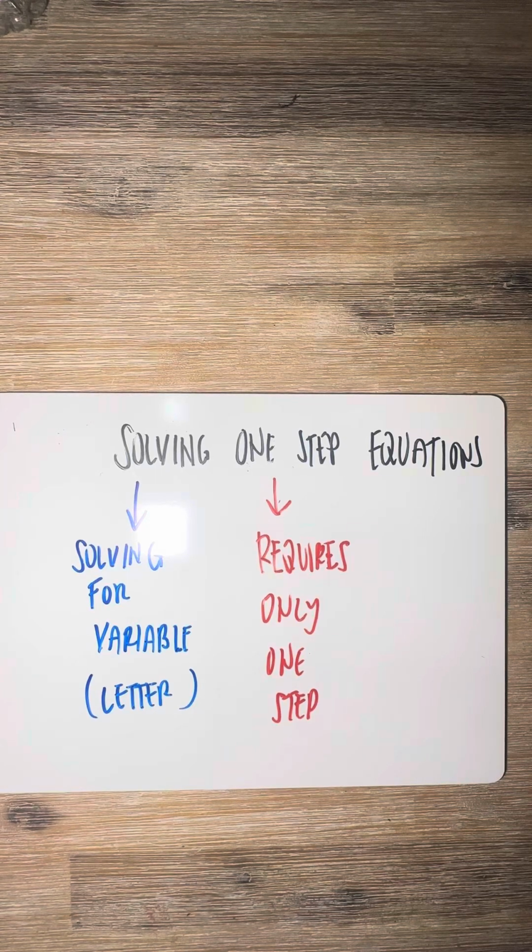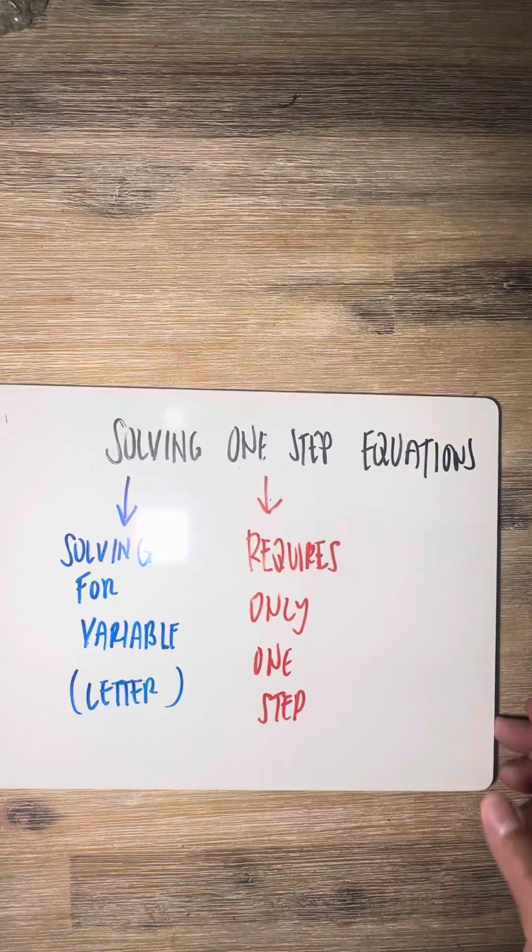One step also means that in order for us to actually solve for the variable, all we have to do is do one thing. And then once that's done, we can truly show you that the left and the right side are equal. So what do I mean by that? Well, let's go ahead and go to the first example.